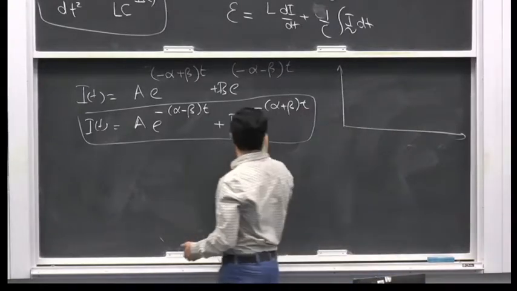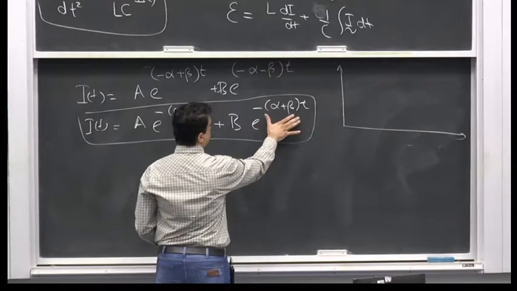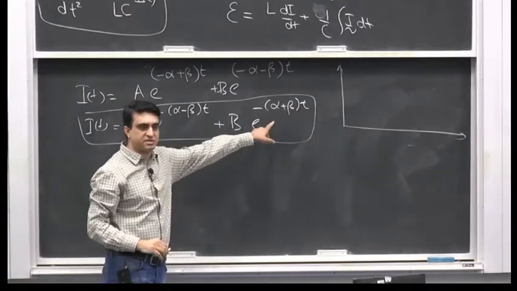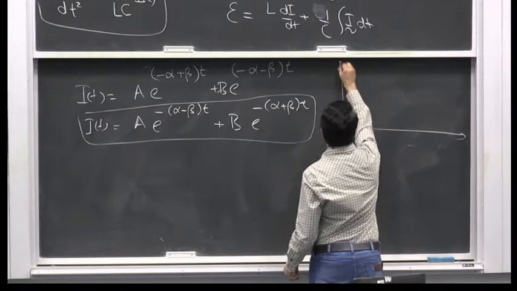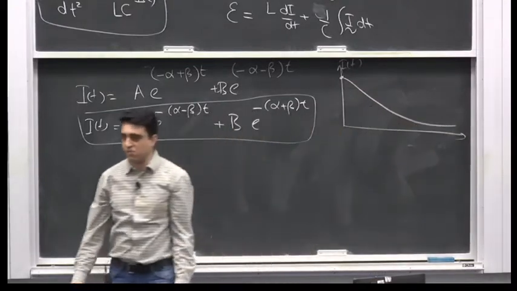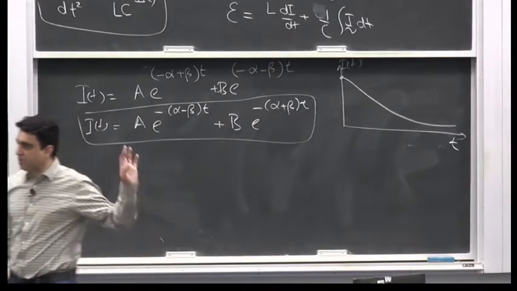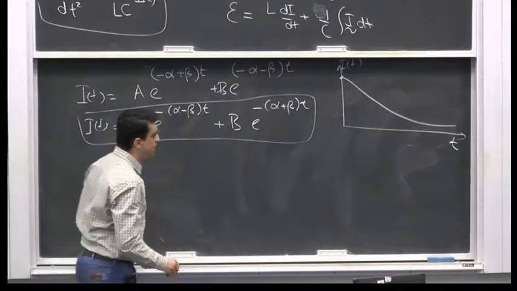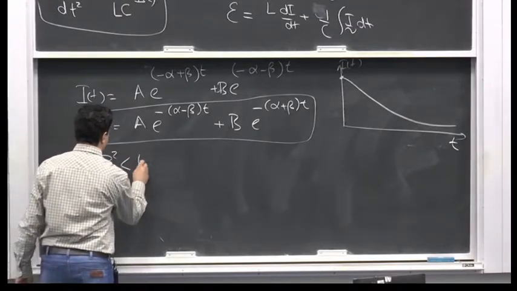At smaller t, this would be dominant, and at larger t, this would be dominant, because this is a smaller number and this is a larger number in the exponential. So you have an exponential function, let's say it is I of t, and you would have a solution of such a form. That is how this solution would look, because both of those parts are exponentially decaying functions. Let's take the second case, where R squared is less than 4L by C.